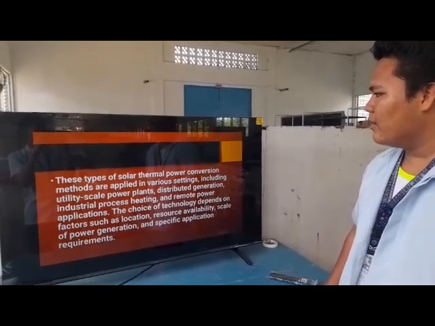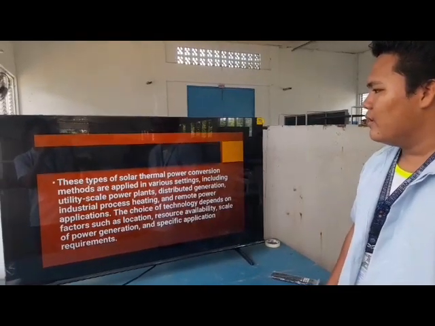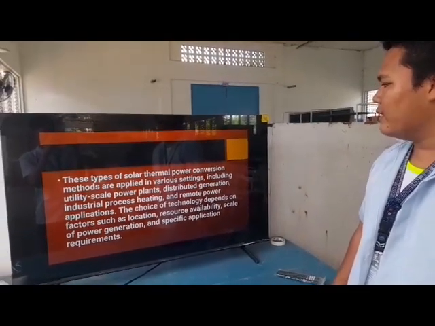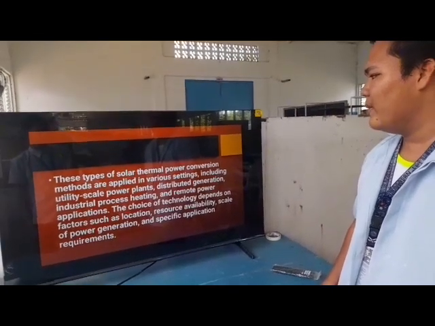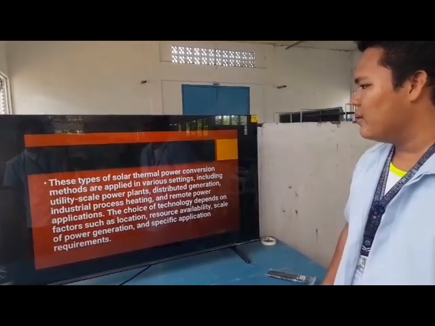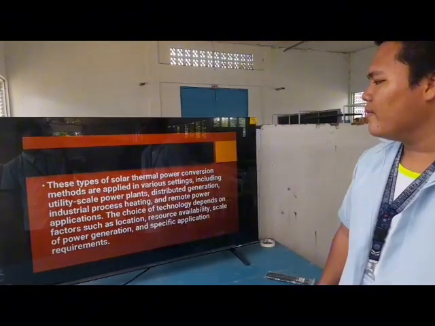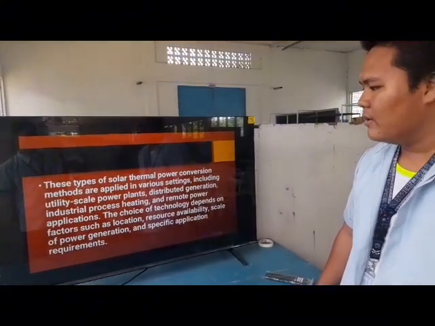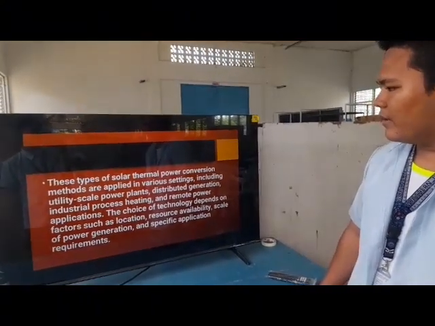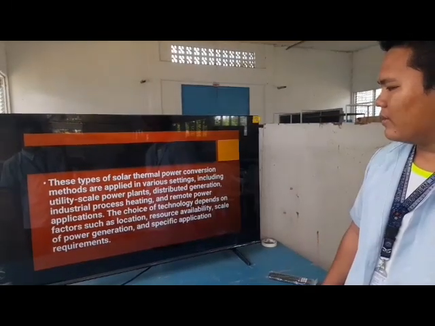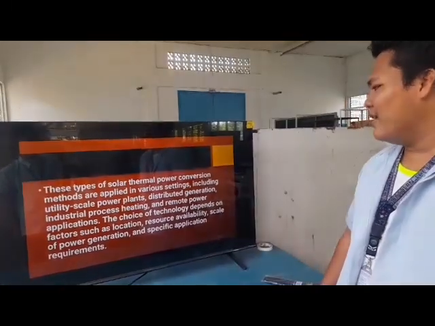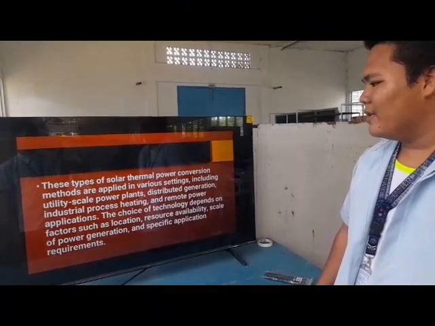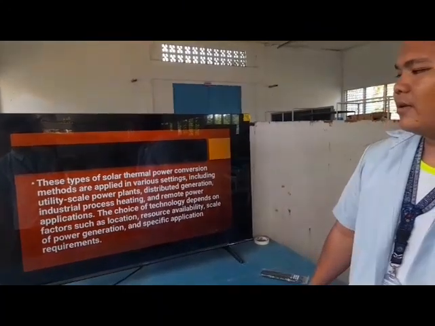These types of solar thermal power conversion methods are applied in various settings, including utility-scale power plants, distributed generation, industrial process heating, and remote power applications. The choice of technology depends on factors such as location, resource availability, scale of power generation, and the specific application requirements.